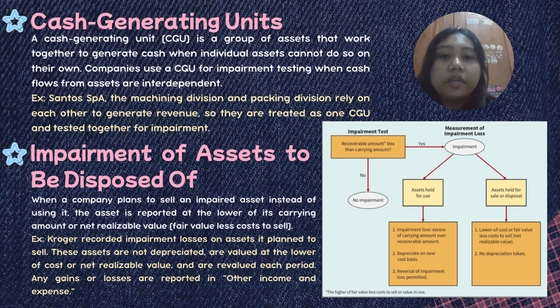If we decide to hold for use, the first one is impairment loss, the excess of carrying amount over recoverable amount. The second is depreciate on new cost basis, and the last one is reversal of impairment loss permitted. If we decide to sell our assets or dispose of them, the first one is the lower of cost or fair value less cost to sell, or net realizable value, and the second one is no depreciation taken.